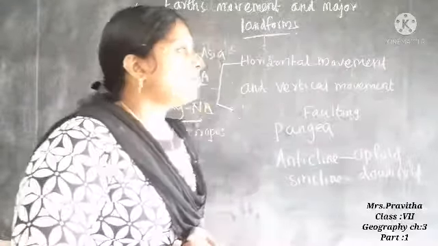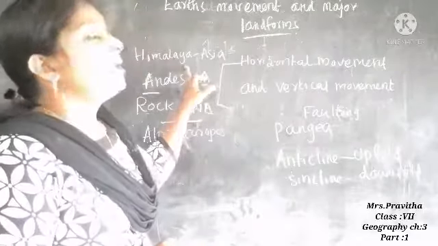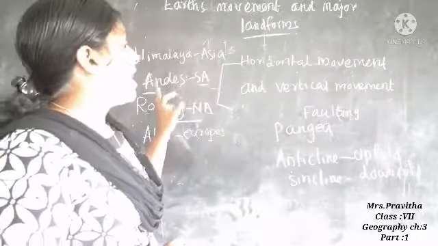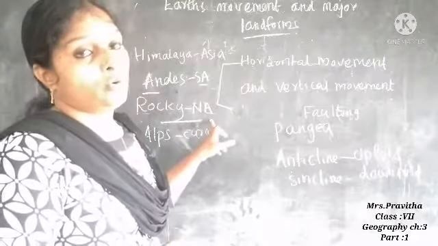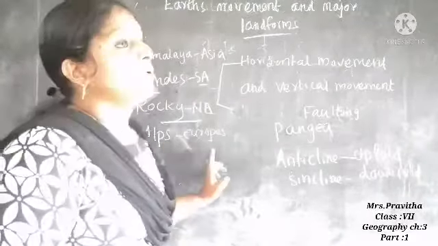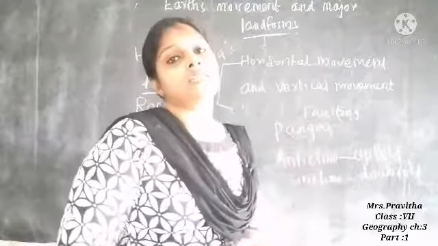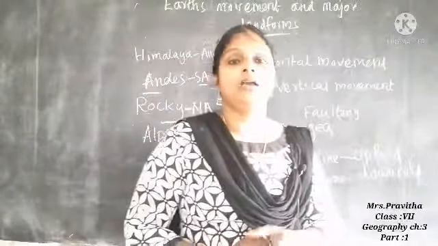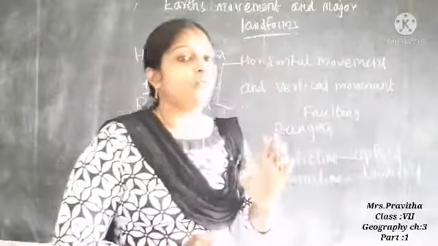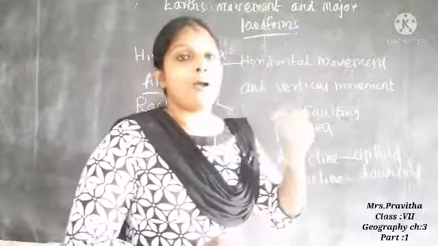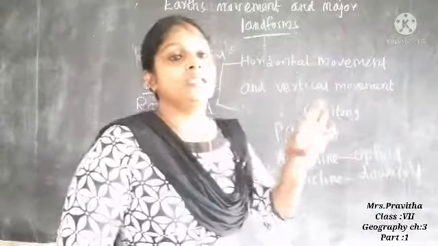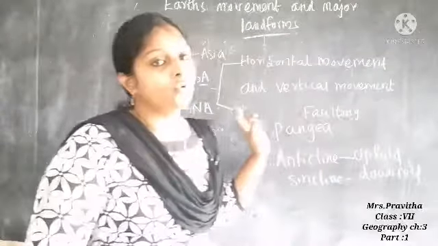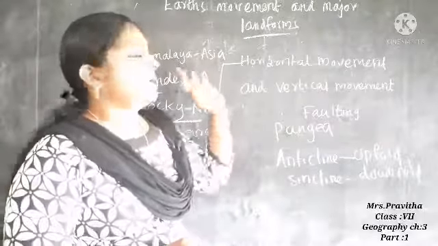So what is the example for fold mountain? Himalayan mountain in Asia, Andes mountain in South America, Rocky mountain in North America, Alps mountain in Europe. These all are example for fold mountain. Okay, so about folding, I think children you understood. Upfold and downfold, anticline or syncline. Okay, this and many examples of fold mountain we studied.